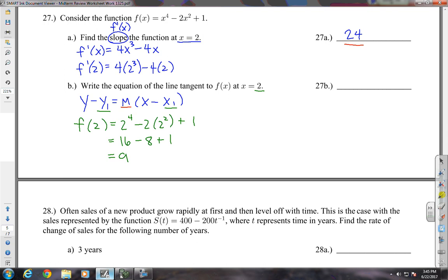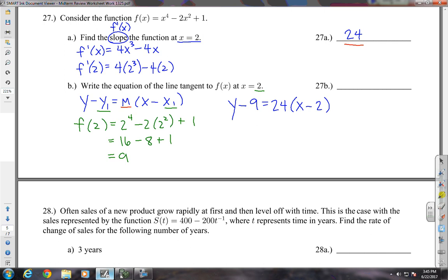Remember, x and y in point slope form are the actual variables. x1, y1, and m will represent constants. So we obtain y minus y1. y1 was 9. M, remember, is the slope of our function. We calculated that in part A. And x1 was the given value of 2.